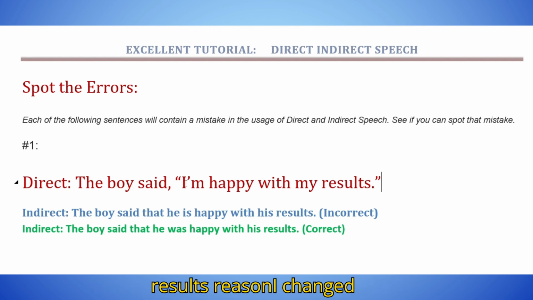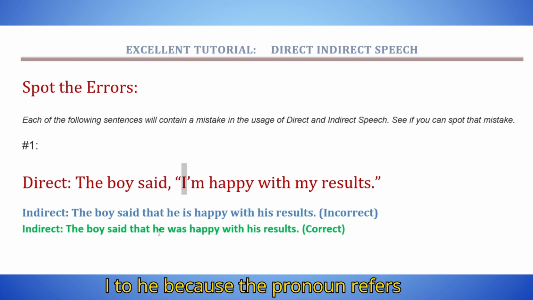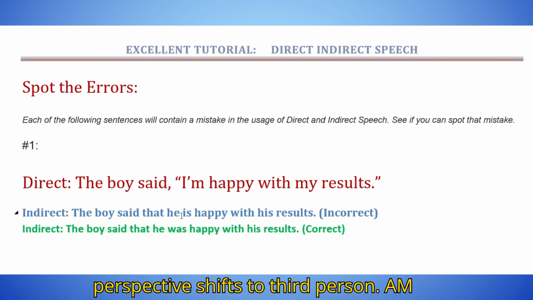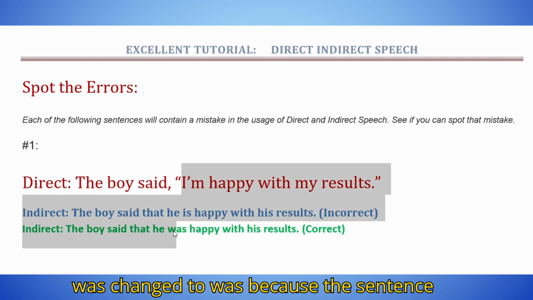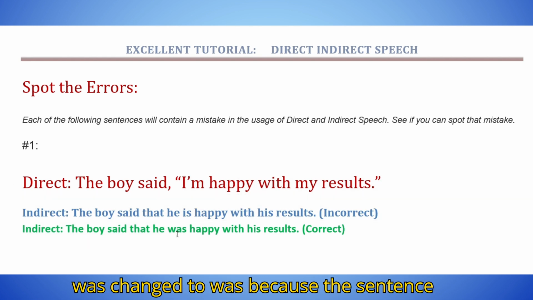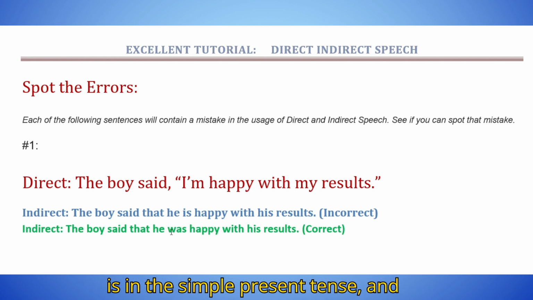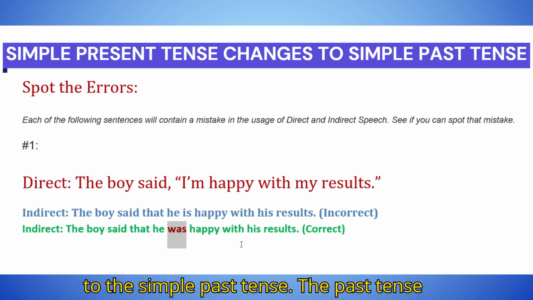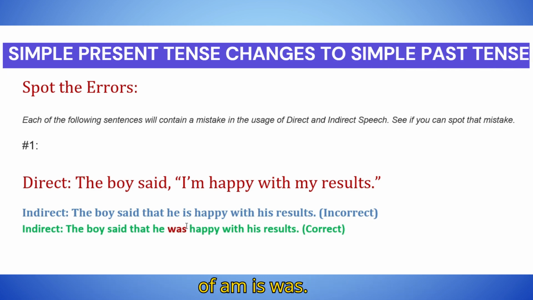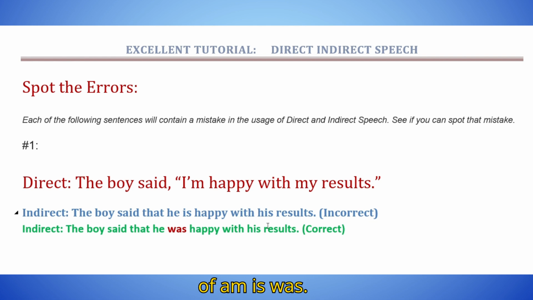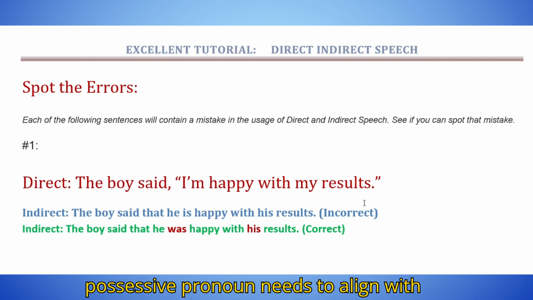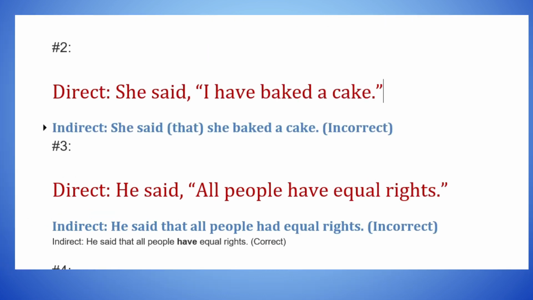Reason. I changed to he because the pronoun refers to the boy, and in indirect speech, the perspective shifts to third person. Am was changed to was because the sentence is in the simple present tense, and according to the rules of indirect speech, the simple present tense changes to the simple past tense. The past tense of am is was. My was changed to his because it refers to the boy, and the possessive pronoun needs to align with the subject of the reporting clause.